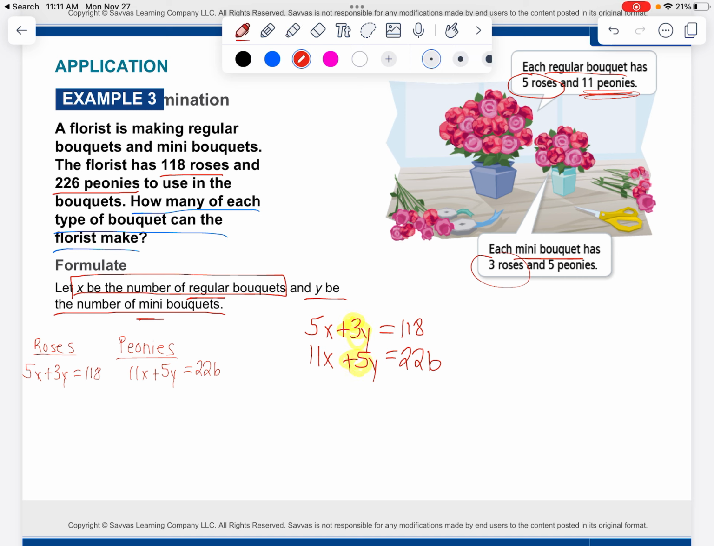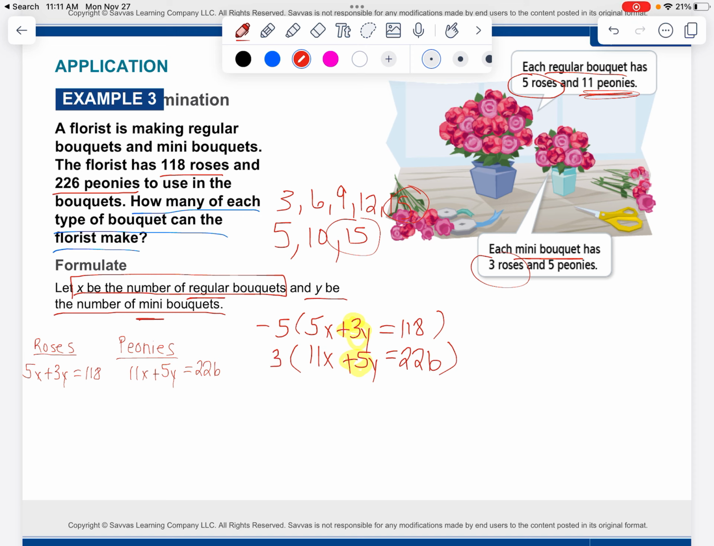All right, so I have 3 and 5, which has a least common multiple of 15. 5, 10, 15, and with 3 is 6, 9, 12, 15. So the smallest one they have in common is 15. And remember, we want one negative, one positive. So my first equation, I'm going to multiply it by negative 5 so that I get that negative as my coefficient in front of Y. In the second equation, I am going to multiply by 3.